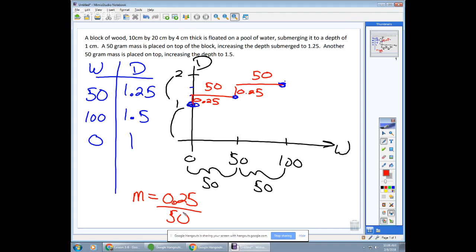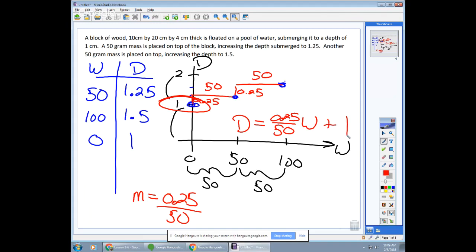Now here we have another lucky strike. We were given the starting point, weren't we? So I think an equation here would be that the depth is equal to 0.25 over 50, and you can clean that up on a calculator a little bit in a minute, times the weight plus starting at 1 centimeter.